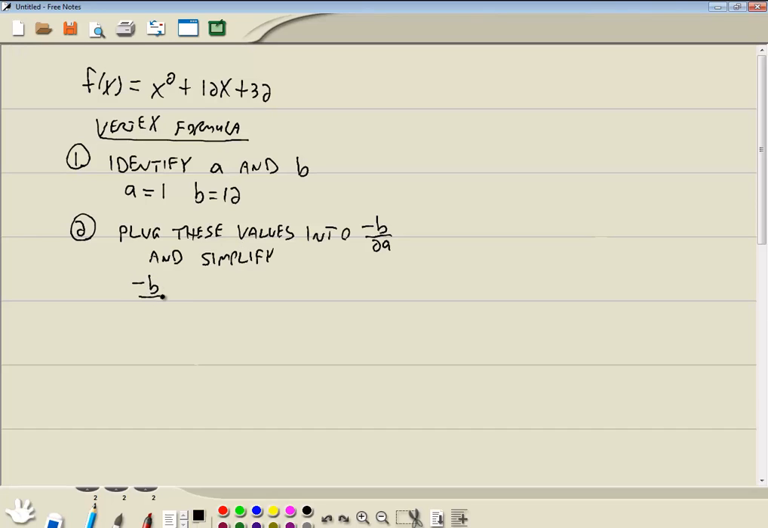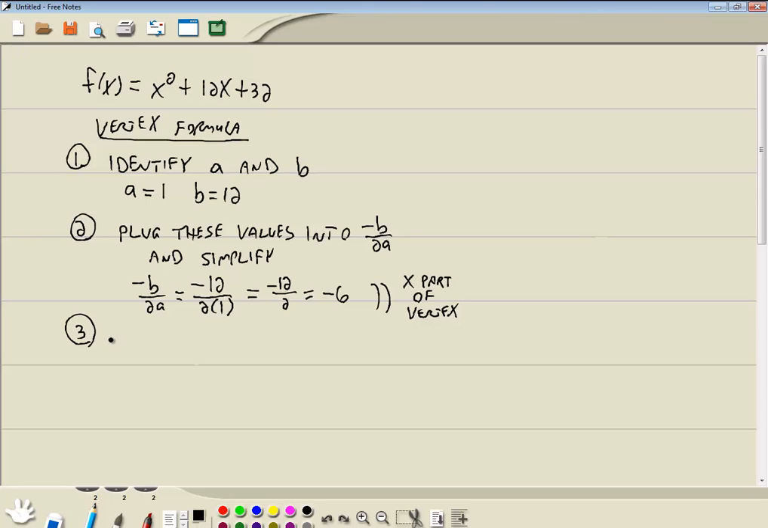So we've got negative b over 2a. So we have negative, and we said b was 12, over 2 times a, so 2 times 1. That gives us negative 12 over 2, which gives us negative 6. This is the x part of our vertex.